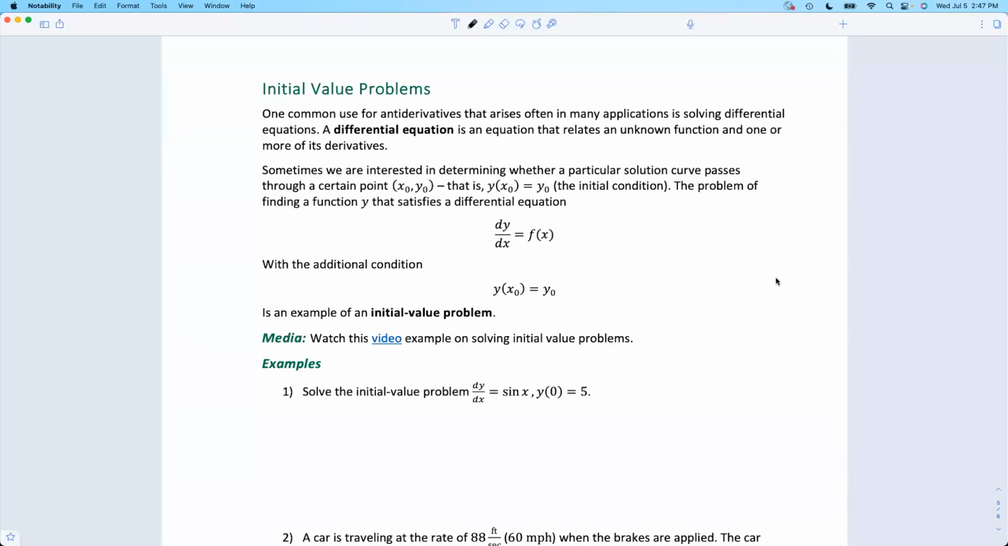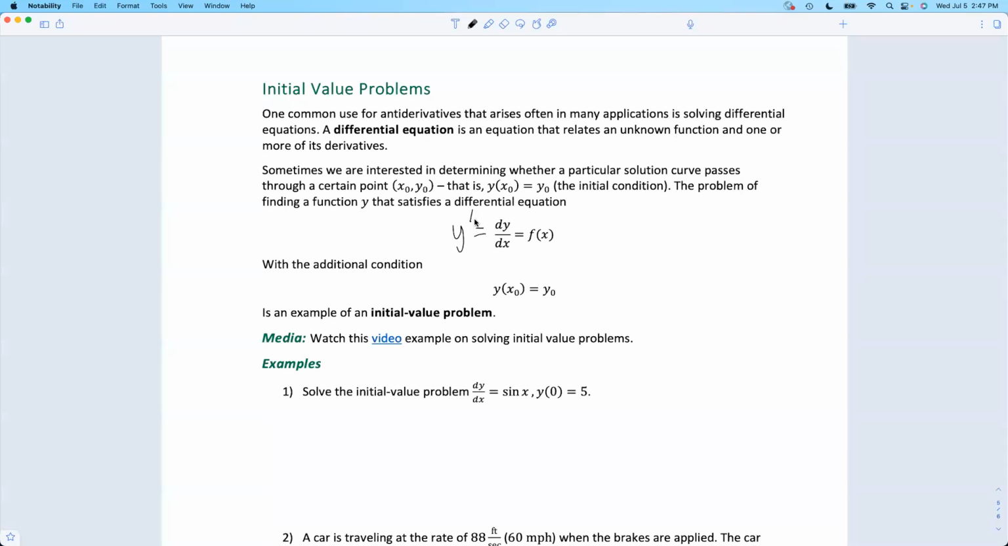Okay, what we have here is our first foray into differential equations. A differential equation is an equation that has a derivative in it. Now, sometimes we'll write this in differential form. Sometimes we'll say y prime. So what we're going to be given here is a derivative, an equation that has a derivative in it. I want to find the function that satisfies that equation.